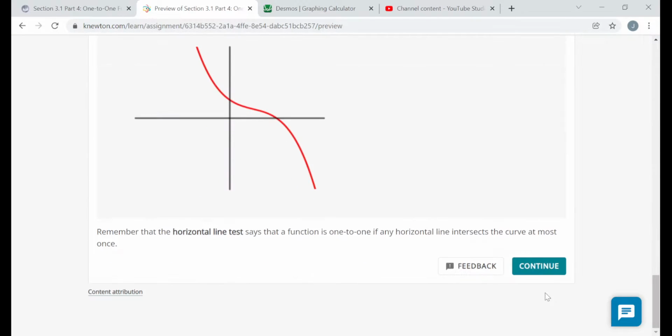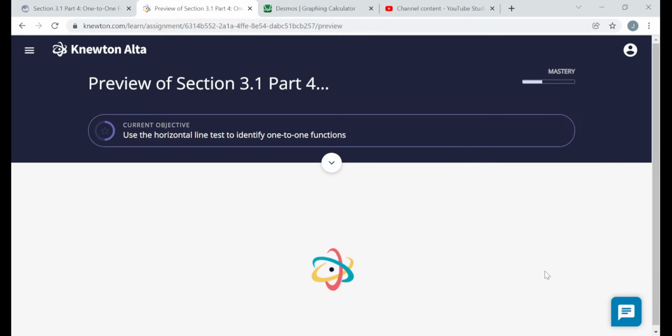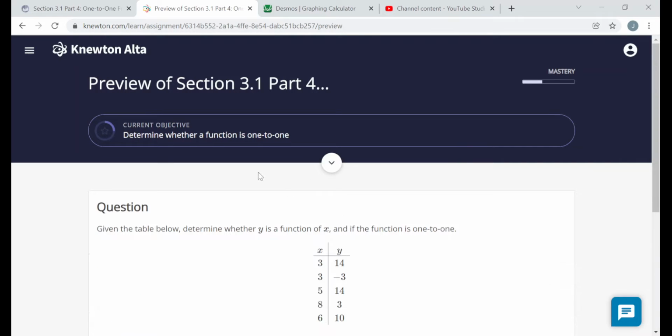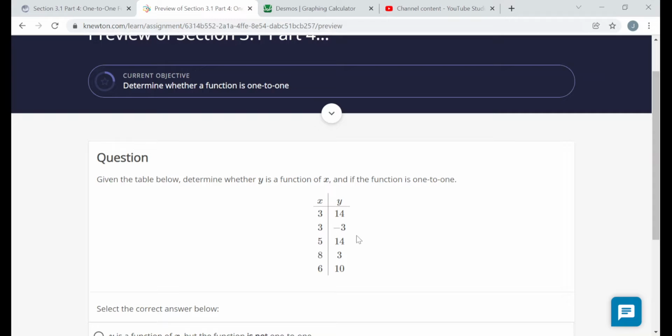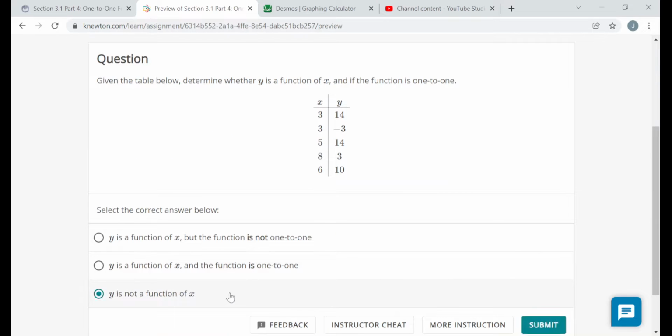Okay, next question. All right, again, back to just a simple table. Now this one isn't even a function. Do you see the x value of 3 showing up twice? 3 maps to 14 and to -3. You have an input that goes to more than one output. That's not even happening in a function. So I'm just simply saying y is not a function of x. You don't even need to check if it's a one-to-one function, if it's not even a function in the first place.